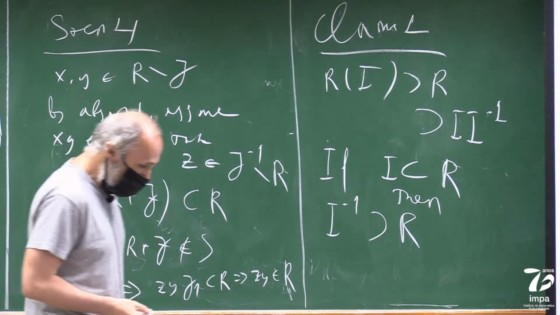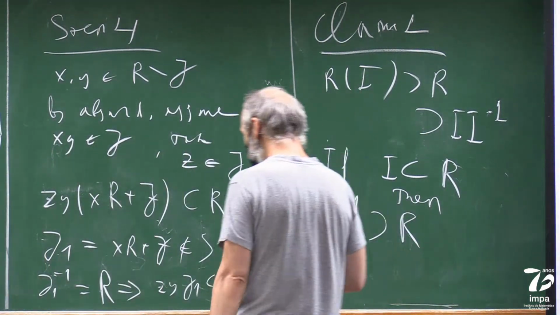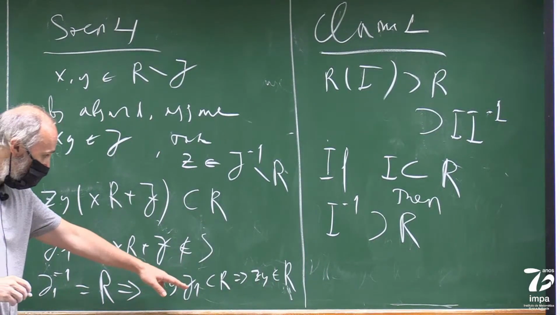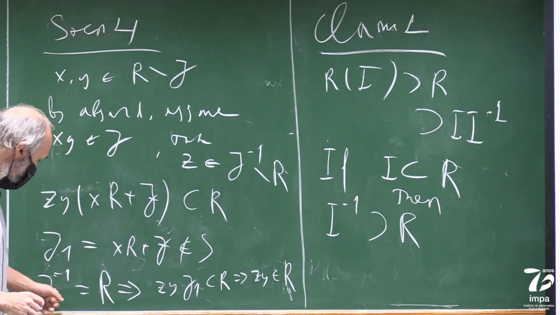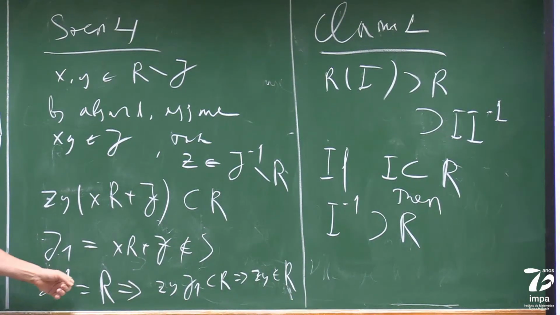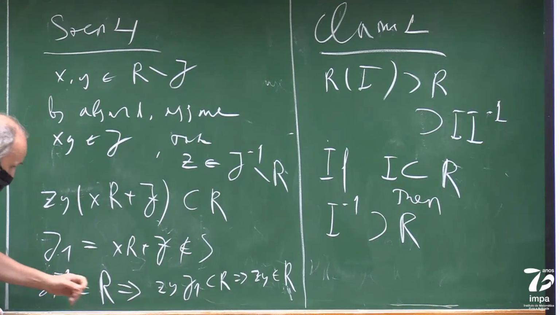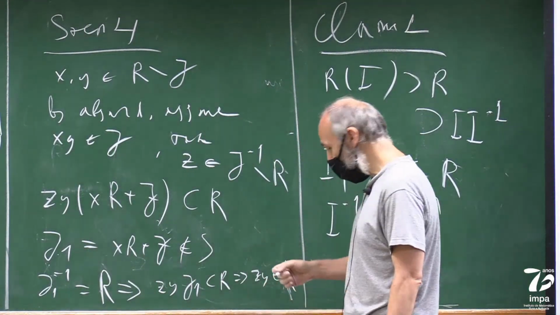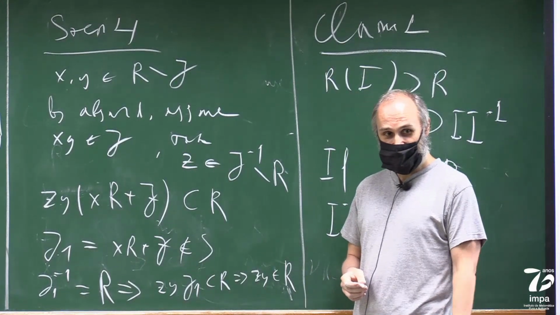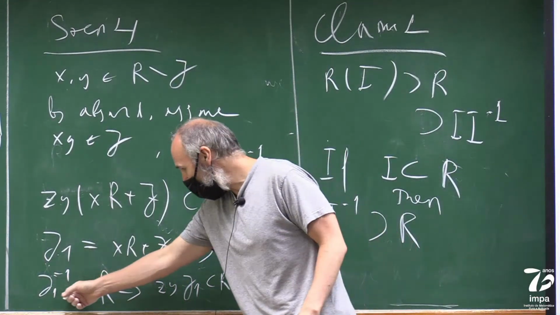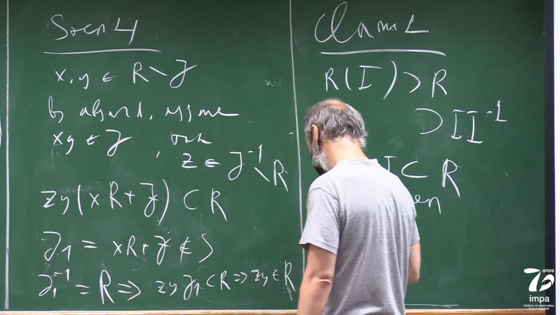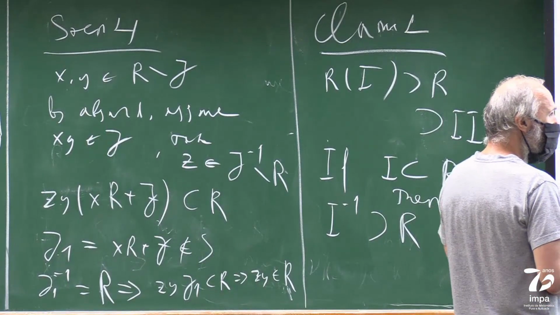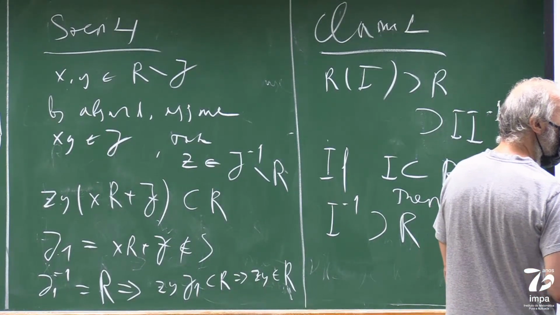It satisfies J1 inverse is equal to R. And then zy J1 belongs to R, then zy sits in R, because J1 inverse is R. Okay.